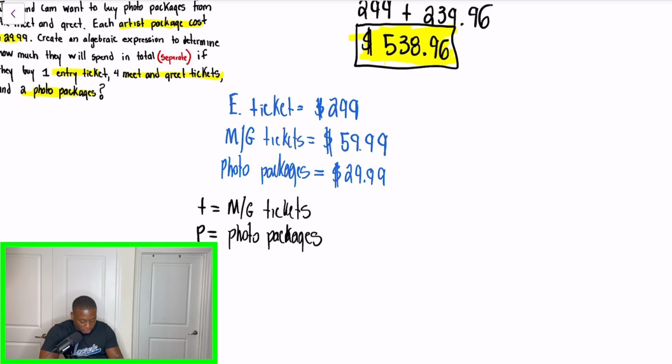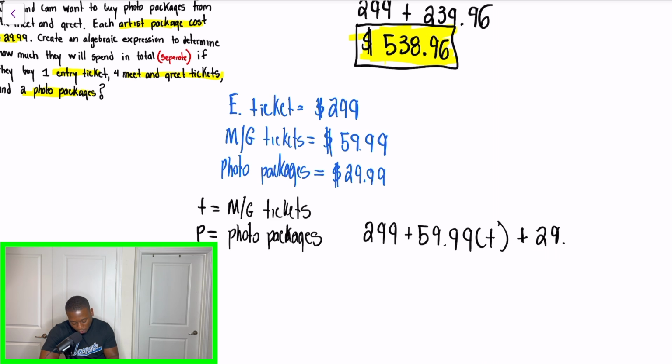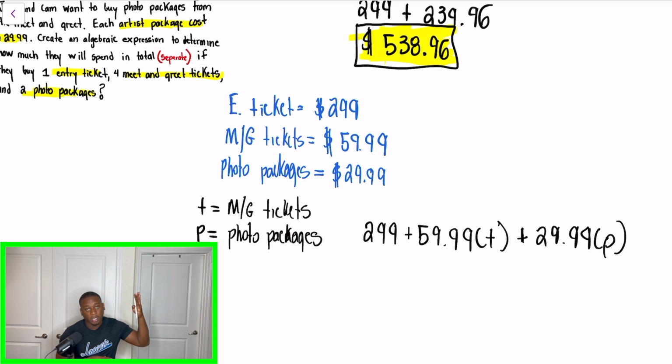So now when we create our expression, we're going to stay in black. We're going to have 299 plus 59.99t. And then we're going to add on 29.99p. And now all we're saying is that, hey, we have our final expression. We're going to add that $299 for the entry ticket. We're going to add in the $59.99 per meet and greet ticket, and then the $29.99 for the photo packages.